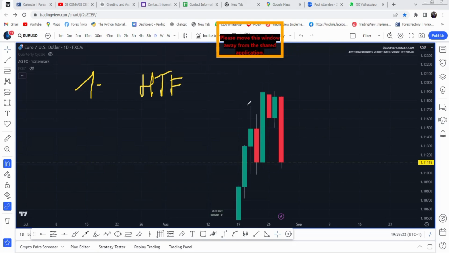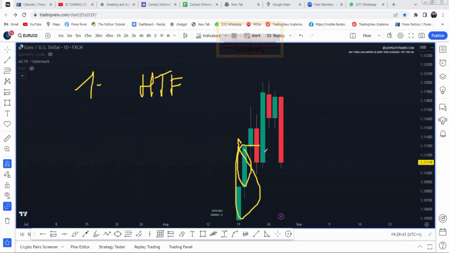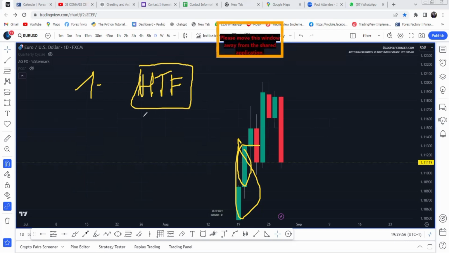For example, if you did not know that price was moving higher, you will select this candle thinking, all right, price took the high, you should start looking for sales, and the price keeps going up. You need to know where the higher time frame is heading. Which means that most of your analysis, you have to settle this higher time frame first.